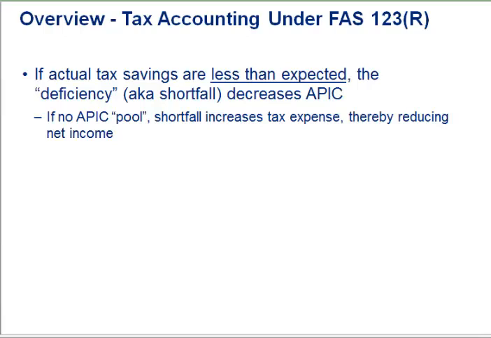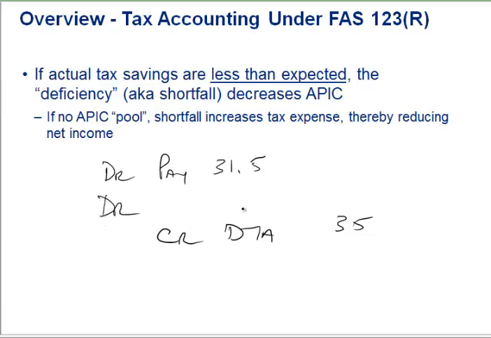If the savings are less than I expected, well, this gets tricky. So I'm going to debit my payable for 31.5. I'm going to credit my DTA for 35. And my balancing debit for 3.5, that's kind of an unknown. So it could be APIC, just like the credit goes to APIC. But you can only debit APIC if you've built up other credits to APIC for the same sort of thing before.